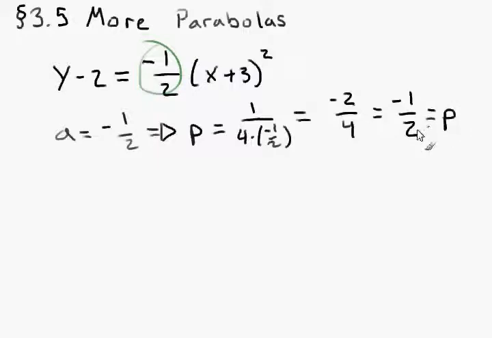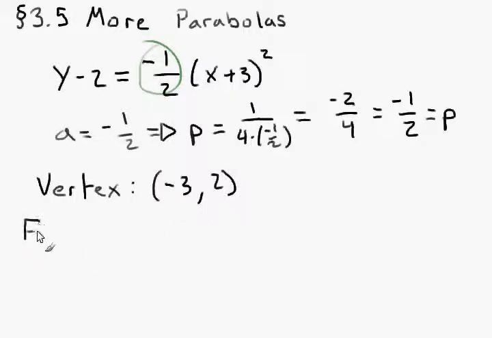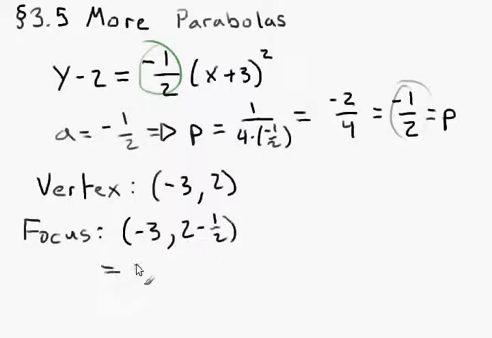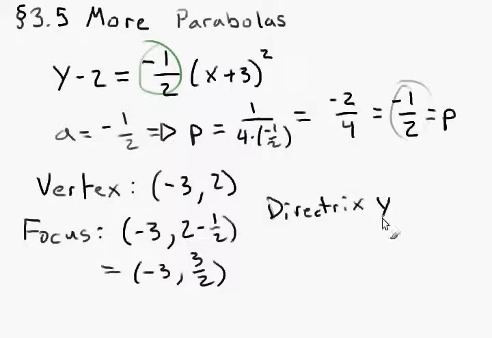The vertex is the point negative 3, 2. The focus is the point negative 3, 2 plus a negative half. So that's 2 minus a half, which is negative 3 comma, see this is 4 halves, so 3 halves. And the directrix is y is equal to 2 minus a negative 1/2, which turns out to be y is equal to 5 halves.